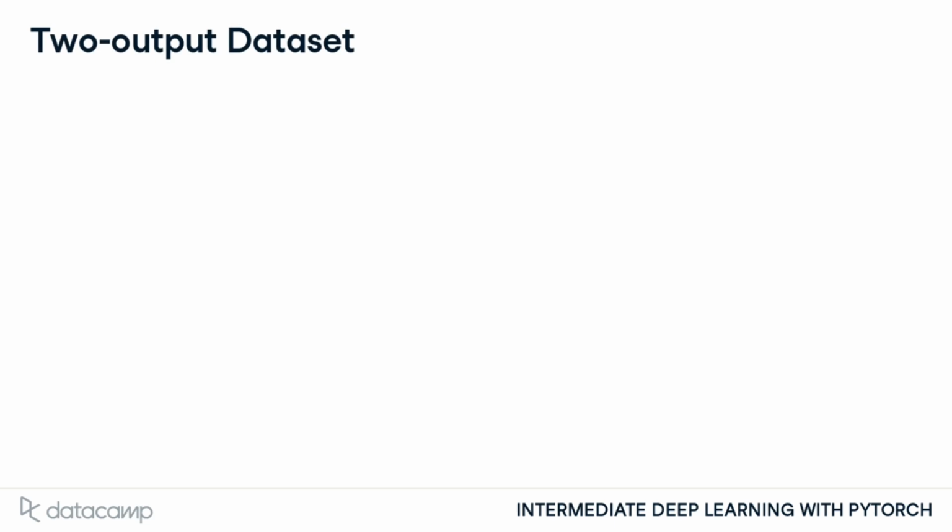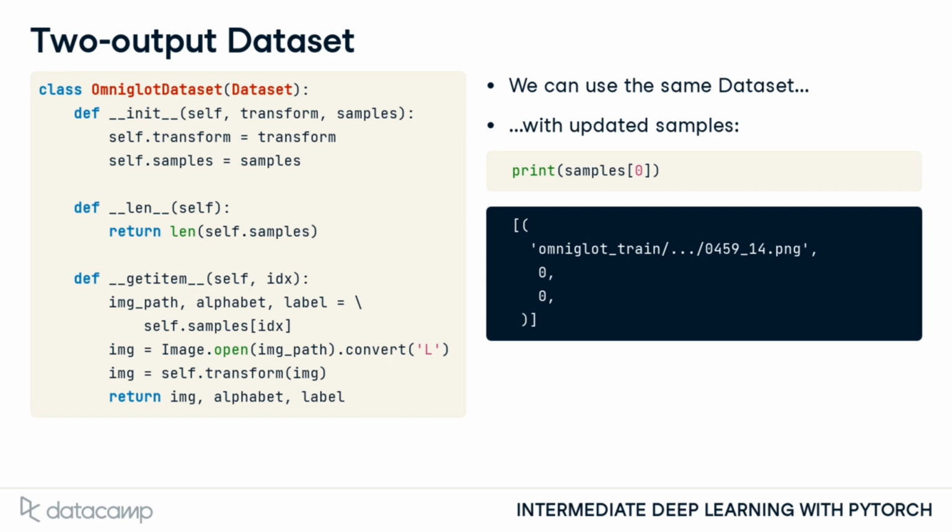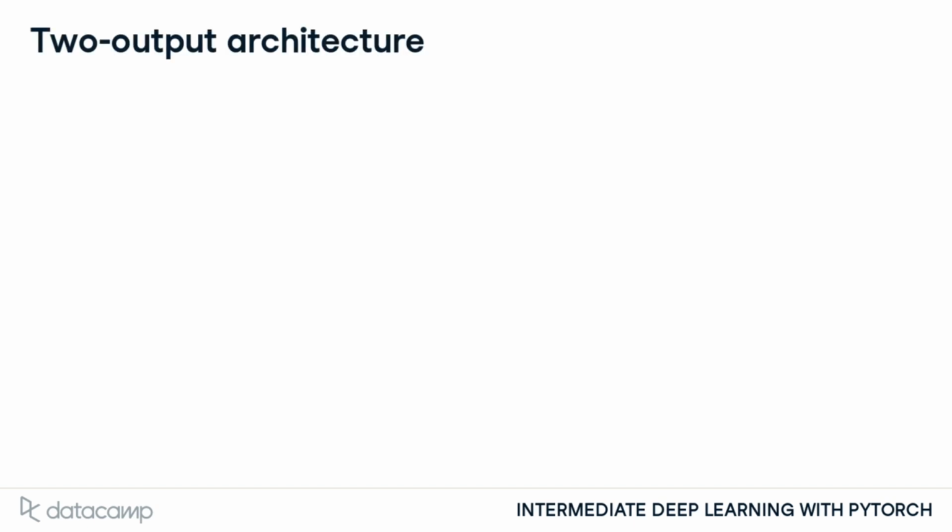The good news is that we have already done much of the work needed. We can reuse the Omniglot dataset we built before, with just one small difference in the samples we pass it. When the alphabet was an input to the model, we represented it as a one-hot vector. Now that it is an output, all we need is the integer representing the class label, just like with the other output, the character. This will be a number between 0 and 29 since we have 30 alphabets in the dataset. Let's look at the model's architecture.